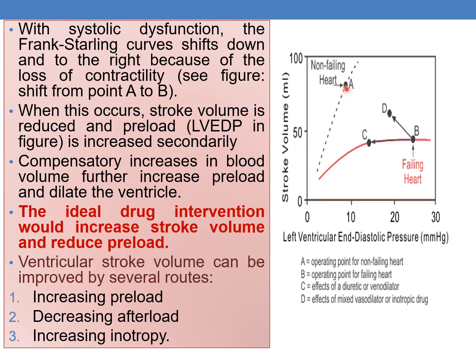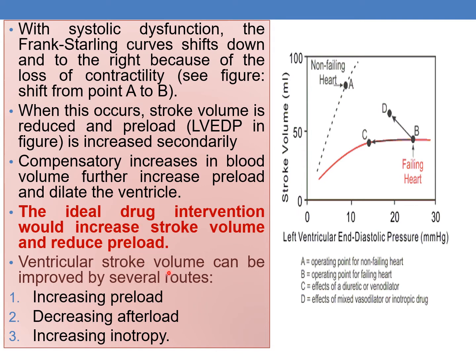Whenever a heart shifts from a normal to a failing state, there will be a reduction in stroke volume and simultaneously an increase in left ventricular end-diastolic pressure. The compensatory increase in blood volume further increases the preload and dilates the ventricle. The ideal drug intervention would be to increase the stroke volume and to reduce the preload.